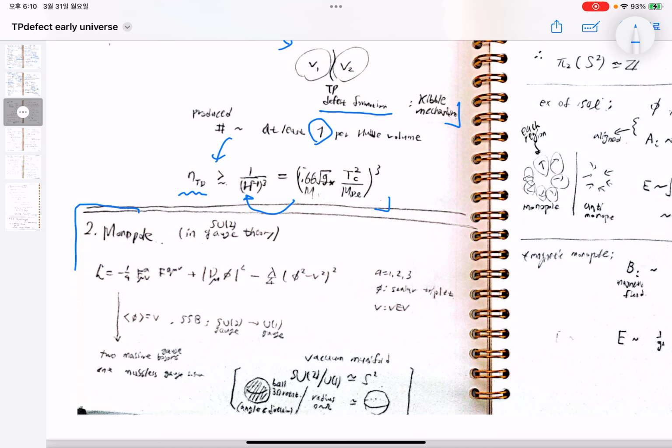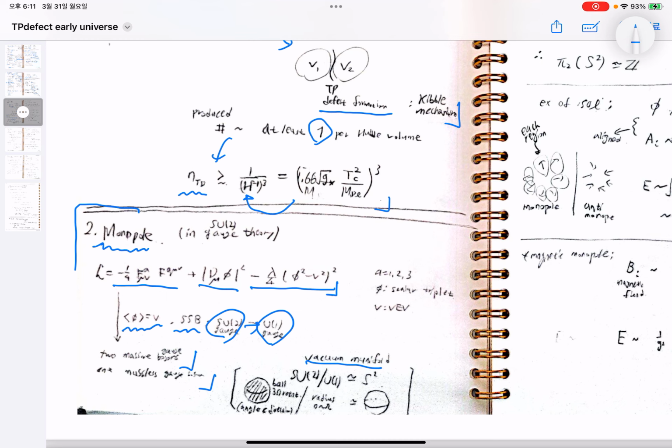Now we turn to several examples of topological defects briefly. The first example is the monopole. The simple model is SU(2) gauge theory. There are field strengths, scalars, gauge interactions and the scalar potential. After the spontaneous symmetry breaking, a non-zero vev is fixed, so there will be massive gauge bosons and a massless gauge boson. In this case, the SU(2) gauge symmetry is broken to U(1), the unbroken symmetry. So the vacuum manifold is given by the quotient group SU(2) over U(1).